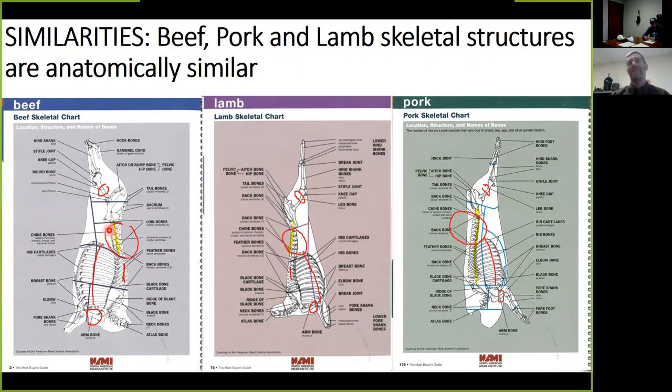It doesn't have a lot of connective tissue. So it is a very tender muscle, one of the most tender muscles in the carcass. That's why, of course, we call it the tenderloin.